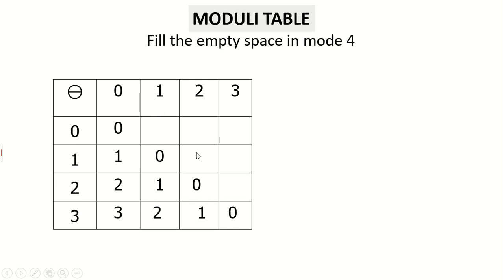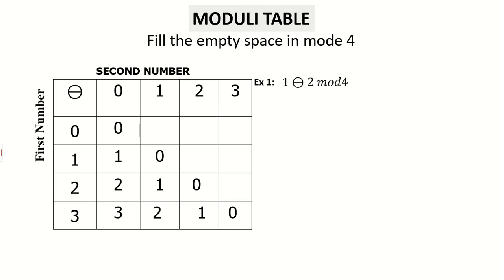This one is similar to a binary operation table. Now let's take a look. We are going to assume that this column is our first number, while this row is our second number. So let's take a look at example 1.